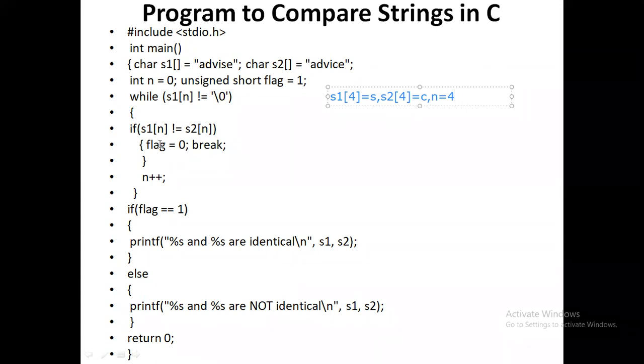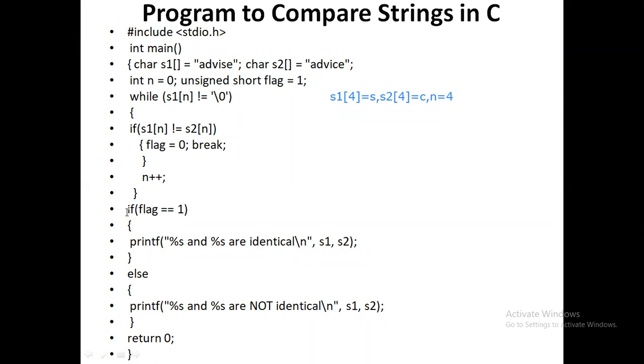So now I will enter the if block. What will I do? I will set the flag equal to 0, and then break. Break means I will exit all the loops in which the break statement is there. So I will make flag equal to 0 and break, and I will come out of this loop.